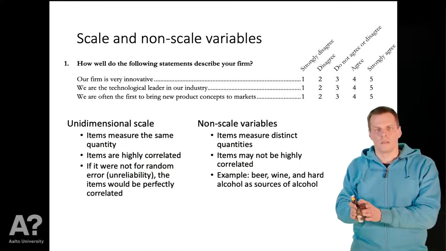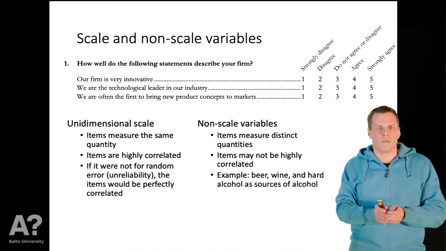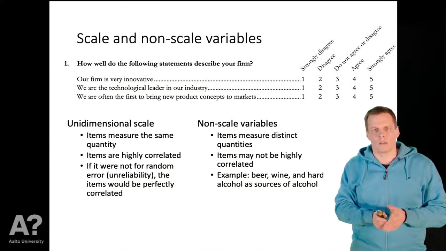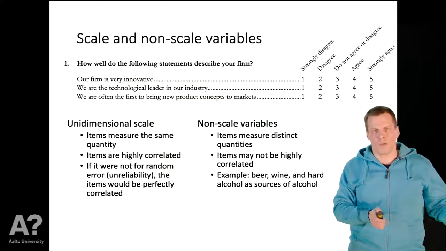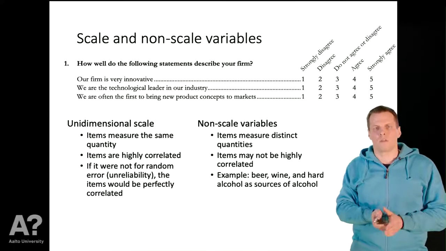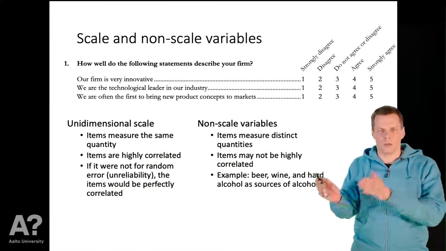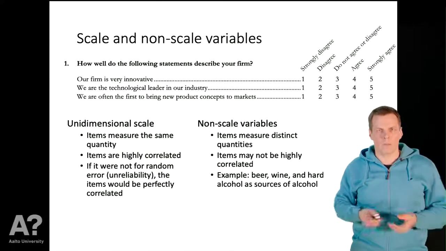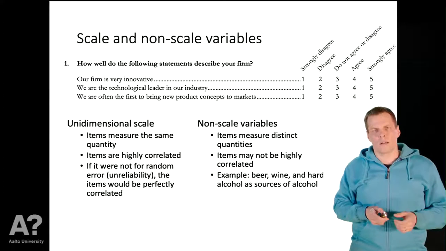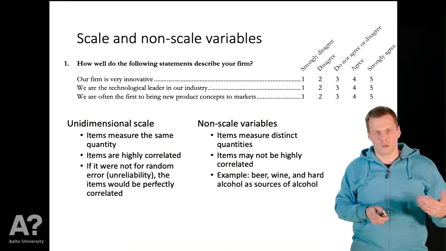And these three categories are probably not very highly correlated because some people tend to favor beer over wine and some people tend to favor wine over beer, and not many people drink hard liquor, for example. So that's one category of variables where it makes sense to do an index.